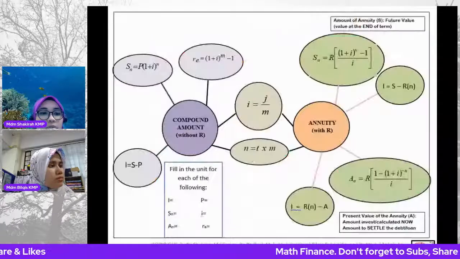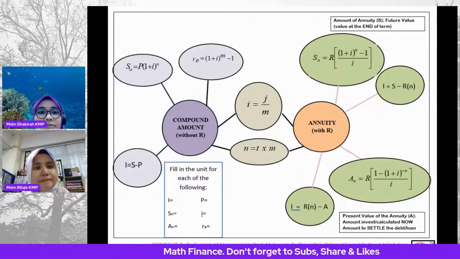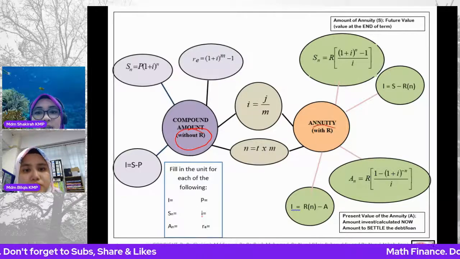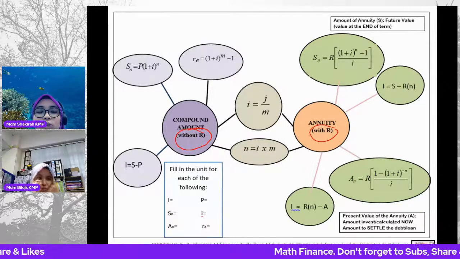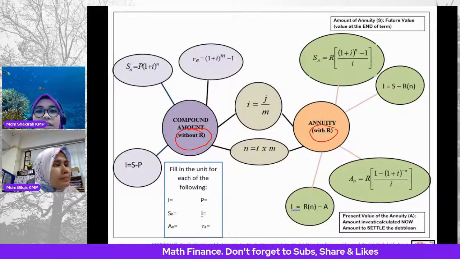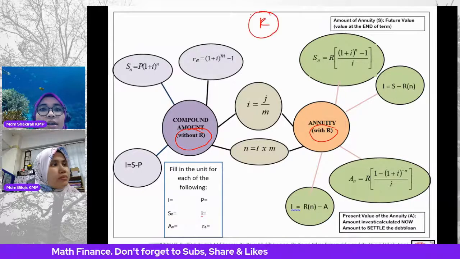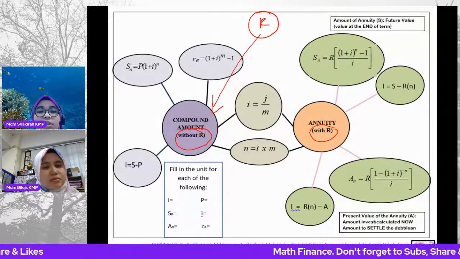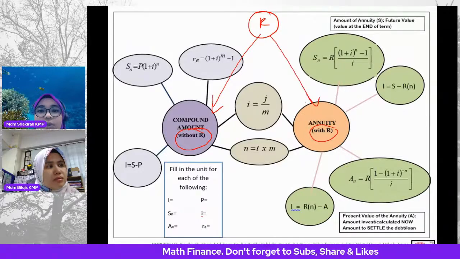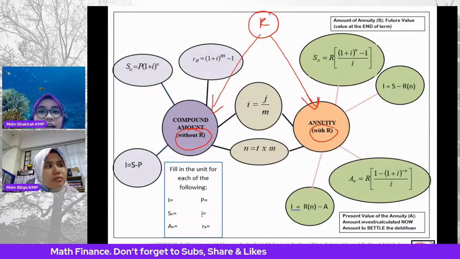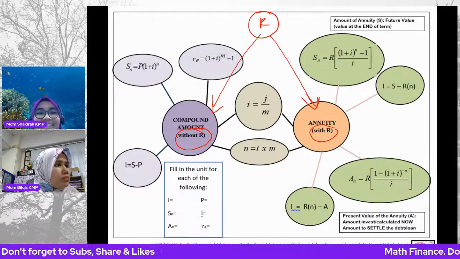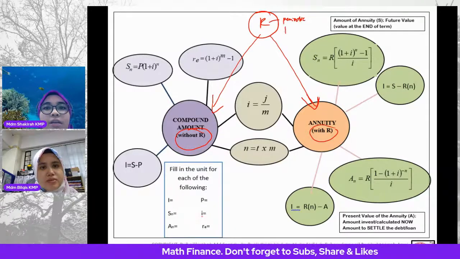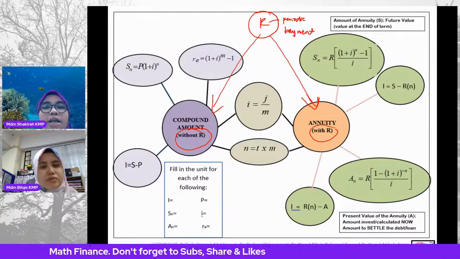Okay, so now let's proceed with the next slide where we have compound amount. Here we have compound amount without R and annuity with R. So, untuk soalan yang macam ni, apa benda yang kita kena aim? First thing first, you need to know your R. Yang tak ada R, without R, so that is compound amount. Yang ada R, annuity. Faham betul-betul. Apa itu R? R kita ialah periodic payment, which is bayaran secara berkala.